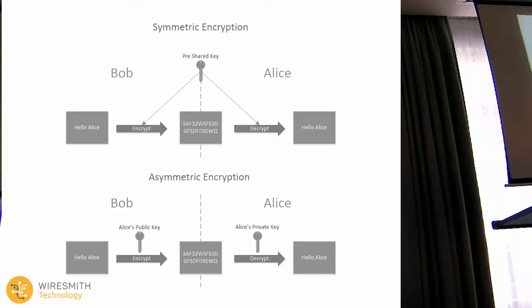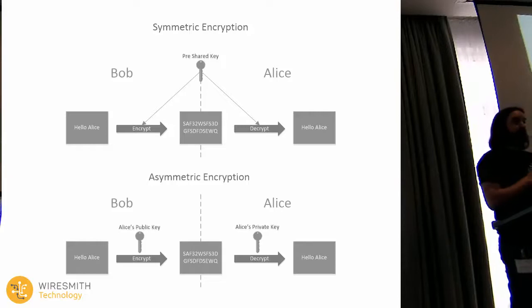He can encrypt some data using that public key, so we still have encrypted data in the middle. But now that data can only be decrypted with her private key. So what that means is, as long as she keeps her private key safe, she can give her public key to many people, and still they can't ever decrypt this information. So this is very popular, and this is something of the basis for HTTPS.